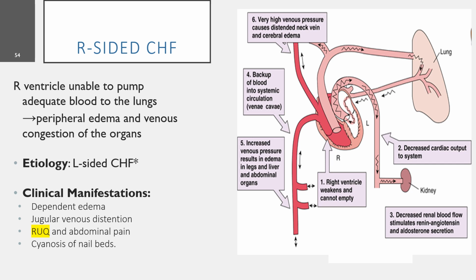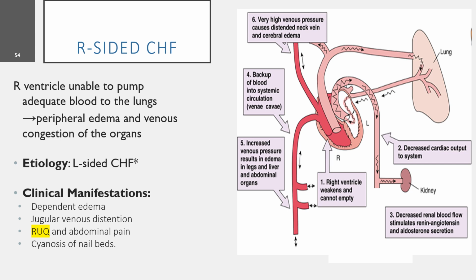Etiology involves left-sided congestive heart failure. Elevated pressures in the left side of the heart can cause pulmonary congestion. This increased pressure in the lungs is transmitted to the right side of the heart, eventually leading to right ventricular failure. Also, pulmonary disease. Chronic obstructive pulmonary disease, or COPD, pulmonary embolism, and other lung conditions can directly increase the right ventricular workload, contributing to right-sided CHF.